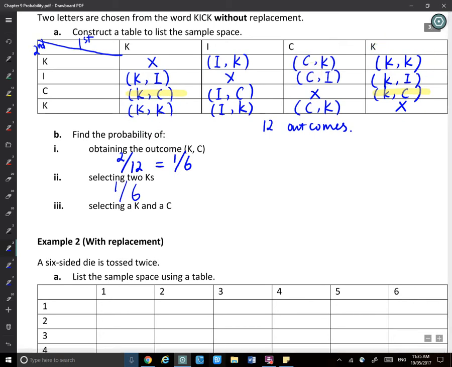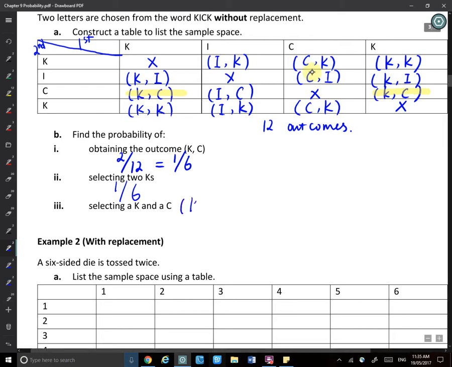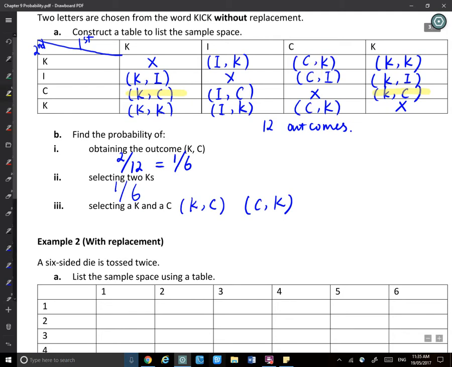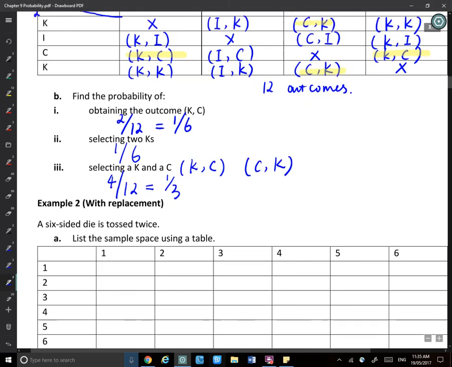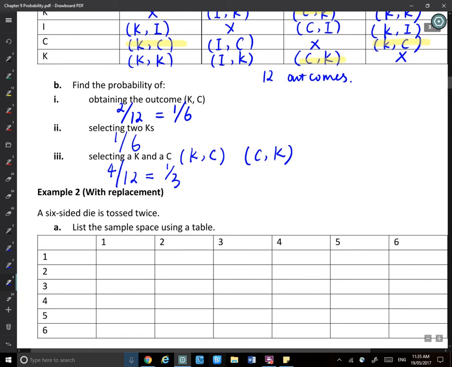Okay, selecting a K and a C. It can be Kc, it can be Ck. I just need a K and a C, it doesn't matter with the order. Then Ck, Ck, Kc, Kc. We have 4 outcomes. 4 out of 12, which gives you 1 out of 3.